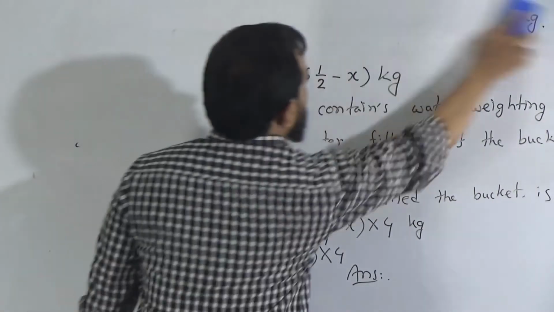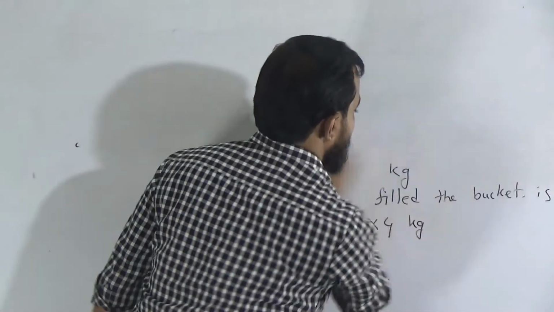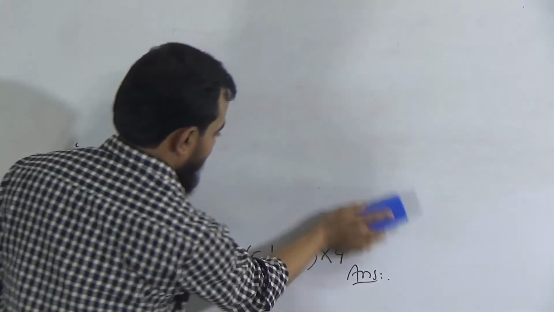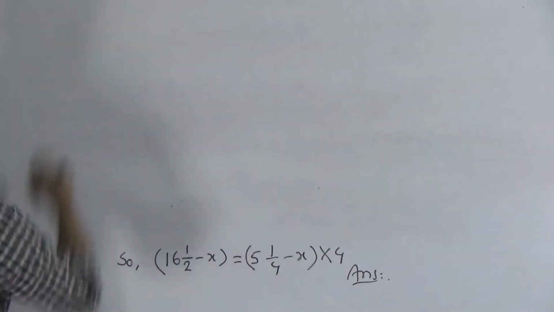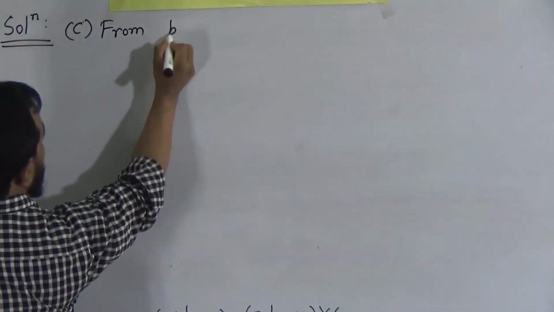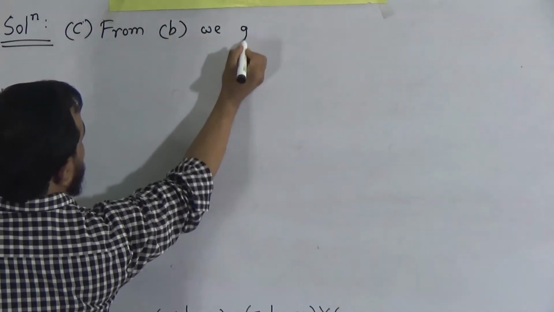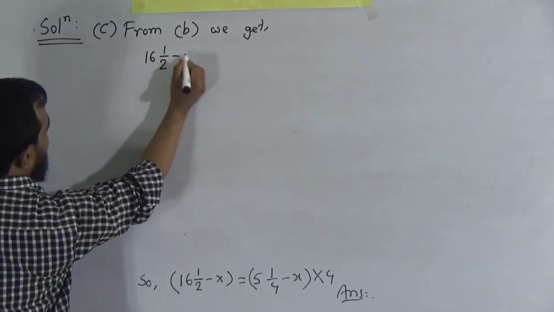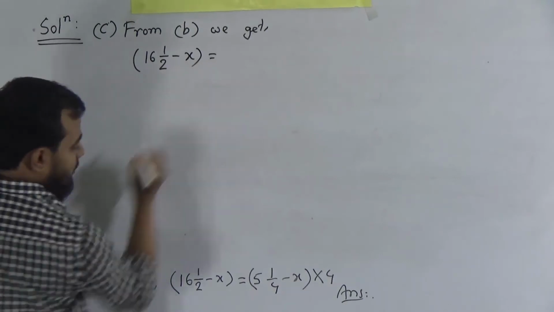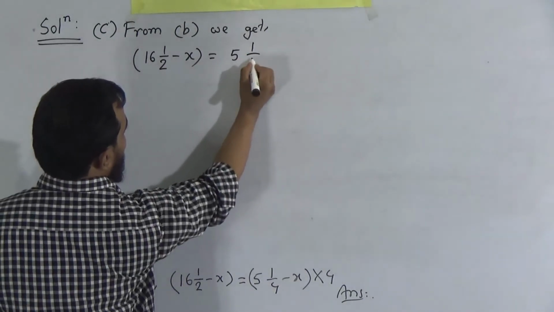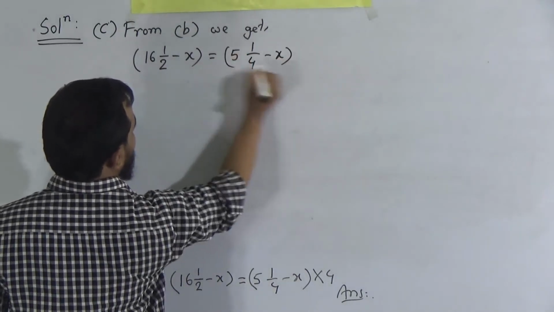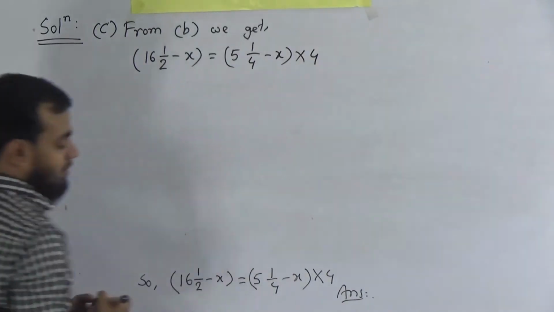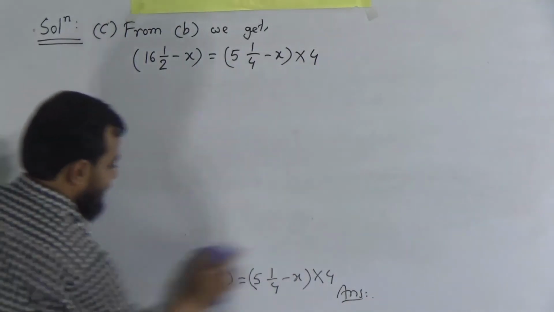We have to solve this equation only, and easily we can get the weight of the empty bucket. So activity C, from B we get how much? This equation, right? This equation is 16.5 minus x, that's equal to 5 1/4 minus x multiplied by 4. This we get from activity B.